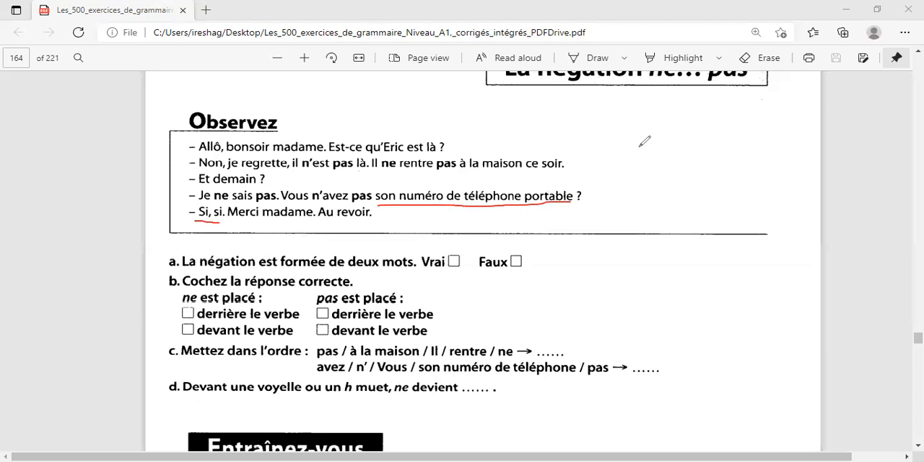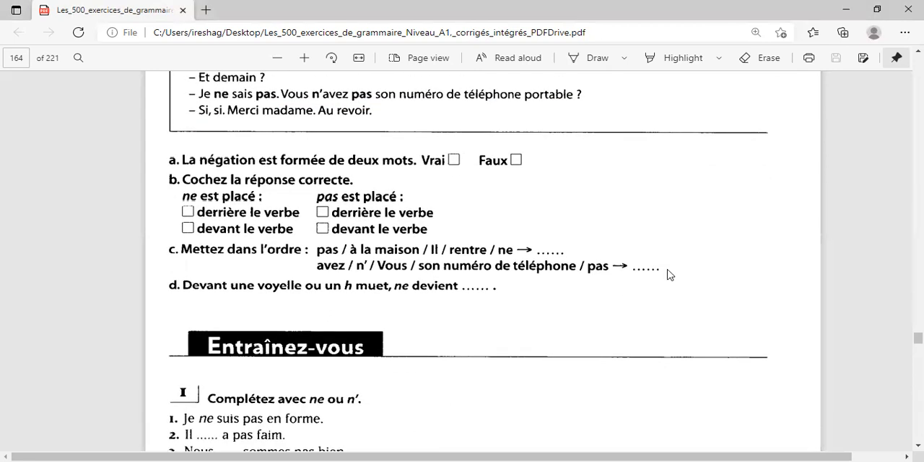Okay, so this is a negative form. Here you know where to put ne and pas. In a sentence like vous n'avez pas, there you don't have the passé composé. Basically, here notice where you put ne and pas. La négation est formée de deux mots, vrai ou faux? The negative form is formed with two words.